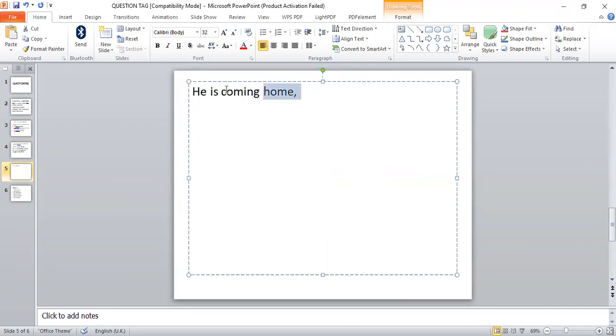He is coming home. Note that after your statements, and you have the intention of adding a question tag to it, you put a comma for continuity. Now, the first rule states that the subject in our sentence or our statement must match the subject in our tag. So which means this is our first consideration.